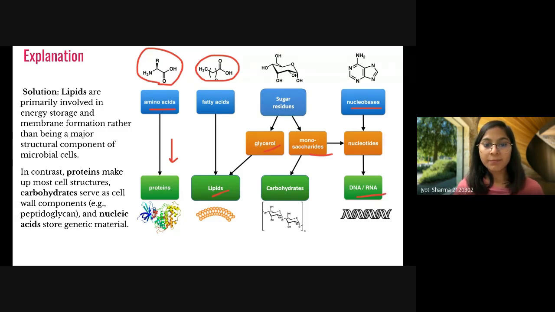And these lipids are made up of fatty acid and glycerol, and this will help you for storage, right? Here it is also written that lipids are primarily involved in energy storage, and in contrast, proteins make up most cell structure, carbohydrates serve as cell wall components, and nucleic acids store genetic material. So this is how we have four macro biomolecules and the function of these four.